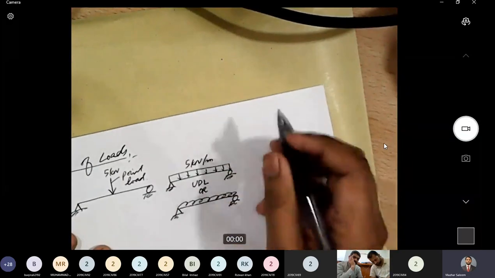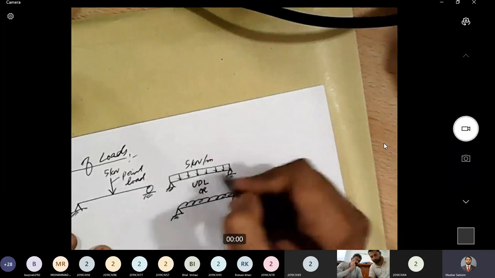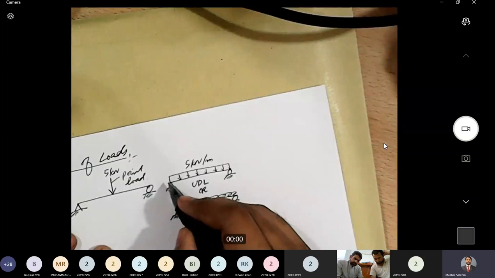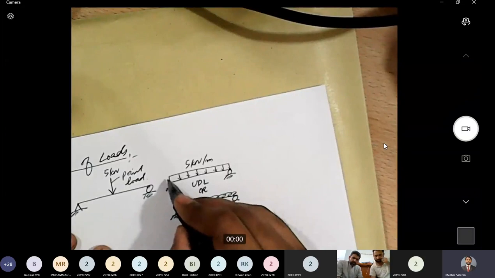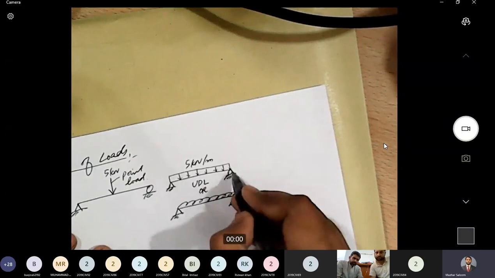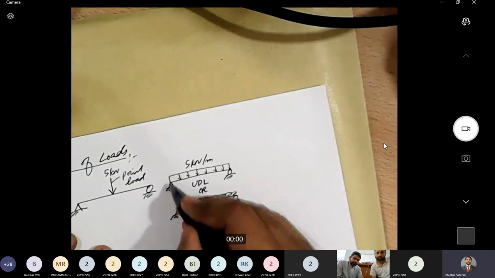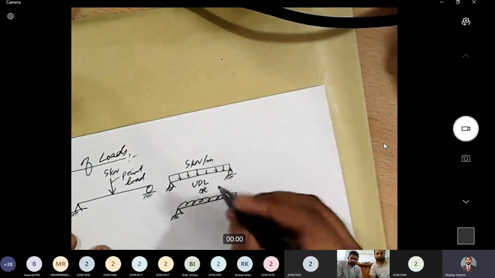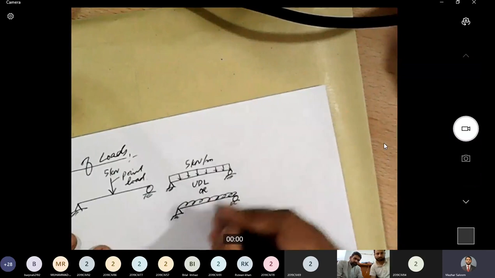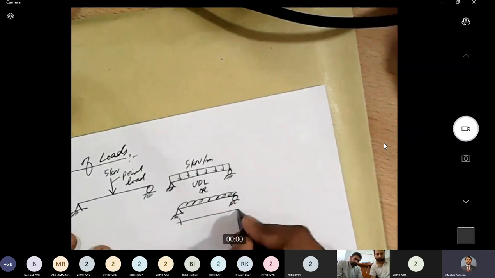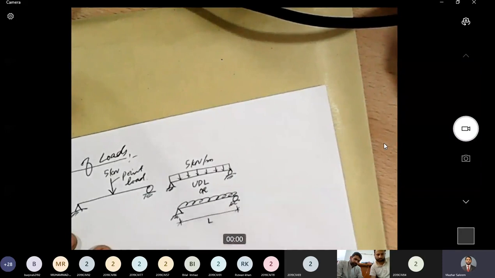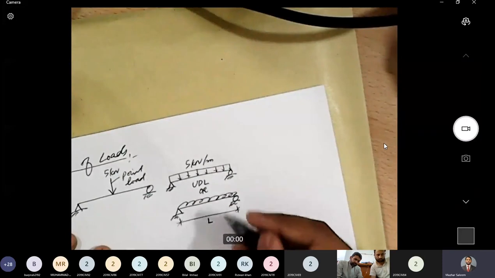And how do we calculate the total weight in this case? It is equal to the magnitude of the area of this rectangle. 5 kilonewton is this ordinate, and this dimension is, let's say, I call it L, span. Normally for span we use the symbol L, right?